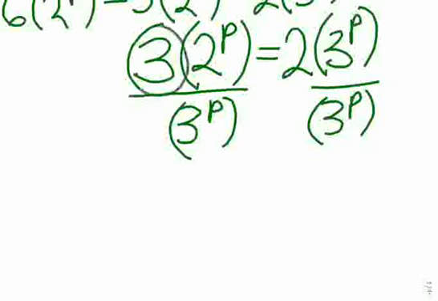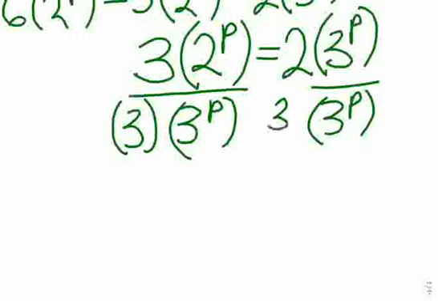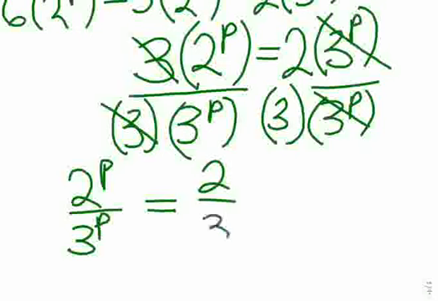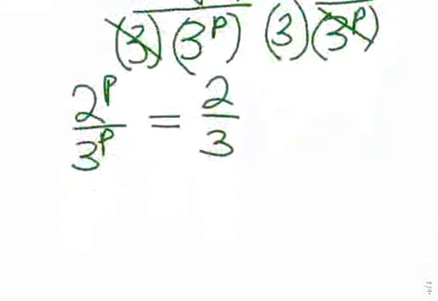I'm going to cross this 3 to the right hand side, and that will also mean dividing both sides by 3. I'm taking the steps together. So this cancels this, while this cancels this. Bringing the terms left, I have 2 raised to the power p over 3 raised to the power p on the left hand side. This equals 2 over 3. What do we do next?